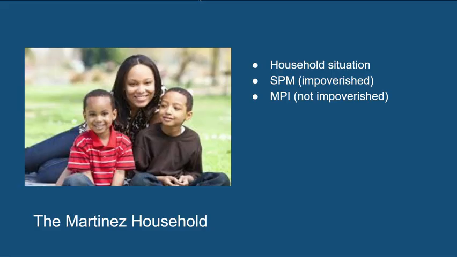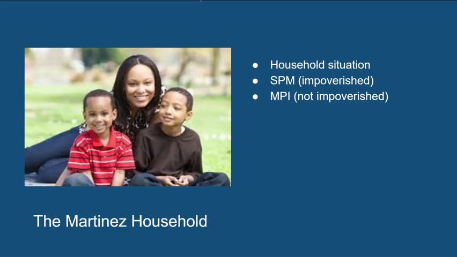The supplemental poverty measure focuses on income in relation to needs while factoring in local costs and government aid. In relation to the SPM, the Martinez household is below the threshold despite government assistance because they live in Los Angeles, which is a high-cost area. Therefore, the family is labeled as experiencing poverty.